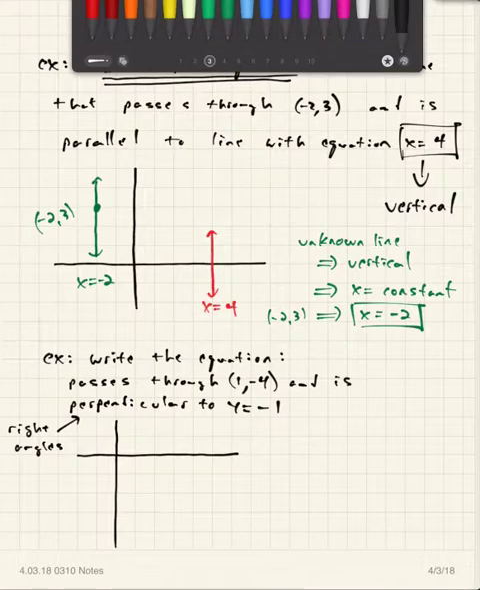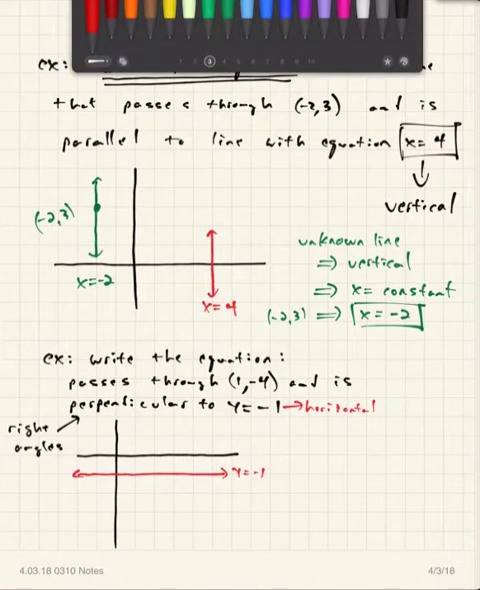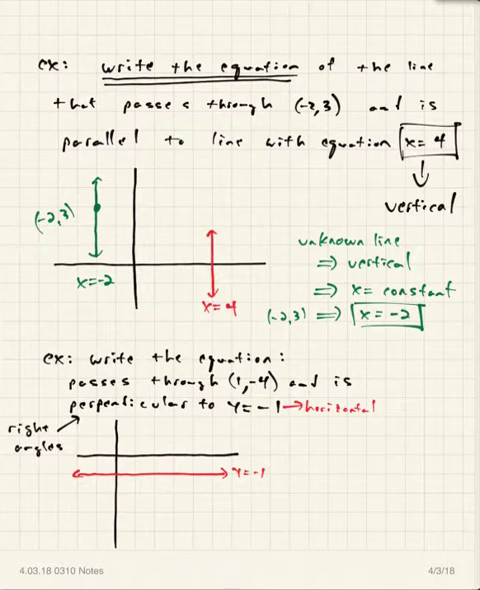And so our known line has got to be a horizontal line, right? y equals negative 1 has got to be horizontal. And so here's y equals negative 1, this line right here. And then I have a line that passes through the point (1, -4). So here's (1, -4). I know I have a line that goes through that point, but is perpendicular to y equals negative 1.